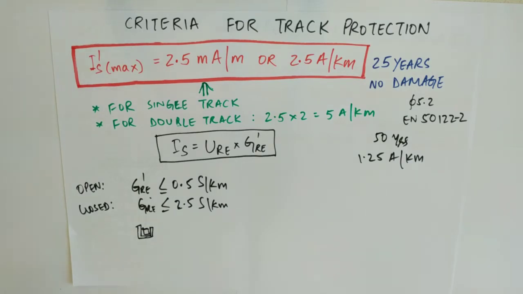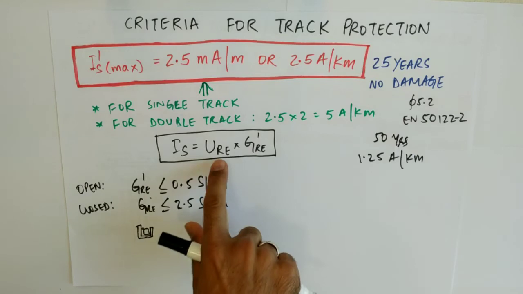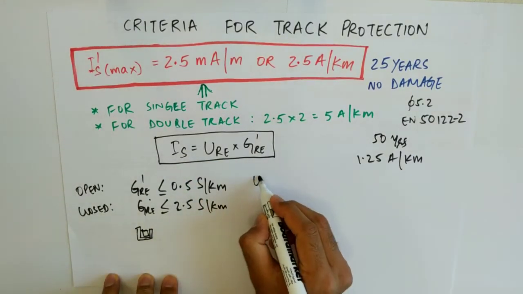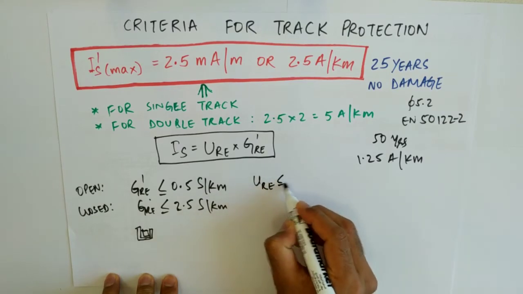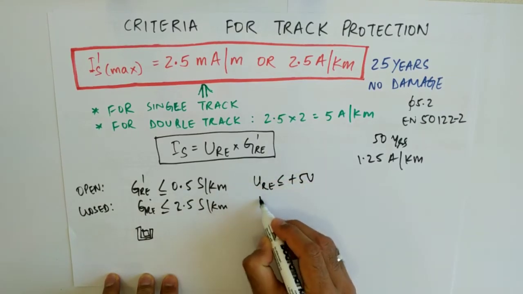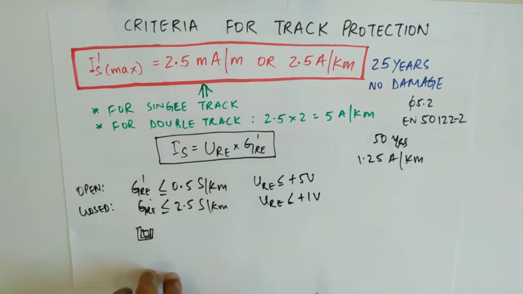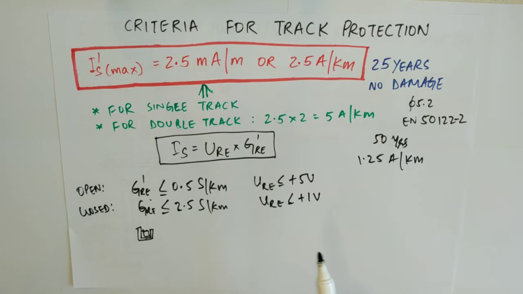However, one of the most important parameters governing this is also the rail potential. So this value is only valid in case your rail potential is also less than plus 5 volts, and in case of closed formation it shall be less than plus 1 volt. Now this value is an average value, and it shall be taken for the positive values of the rail potential and for a period of 24 hours. So this is generally given by the traction power simulation.